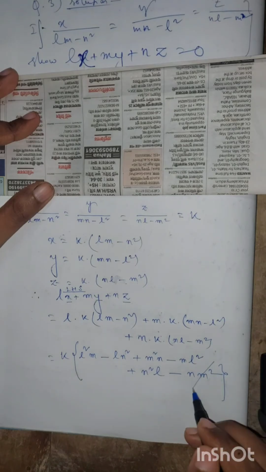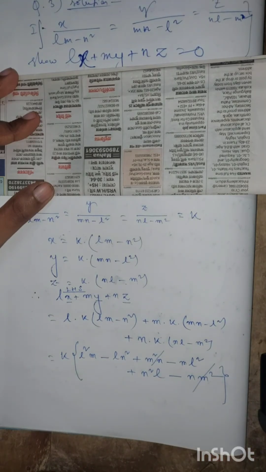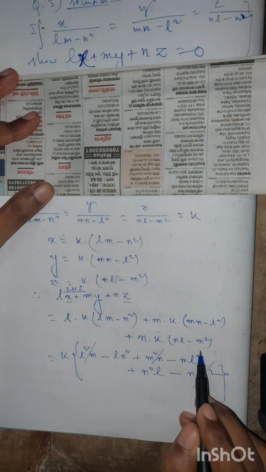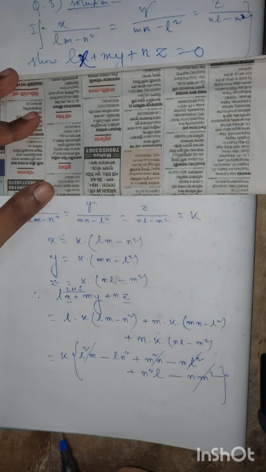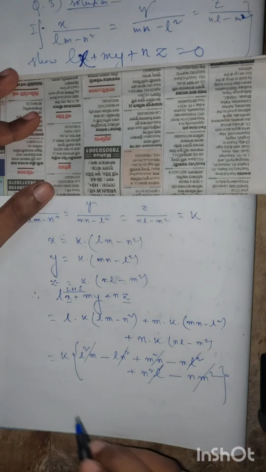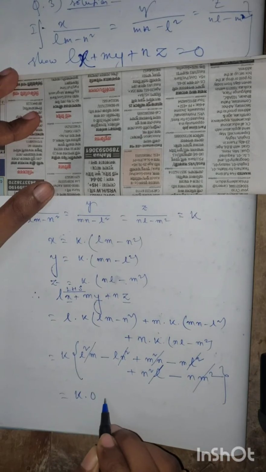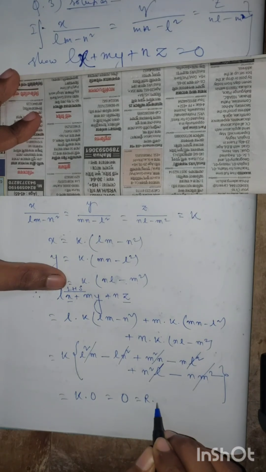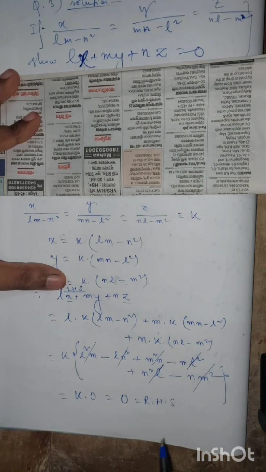So n m square can be cancelled. l square m and m l square can be cancelled. This term can be cancelled with this term. So this is k into 0. This is 0. So LHS equal to RHS. Proved.